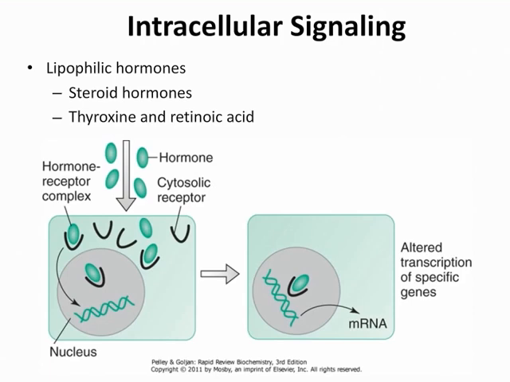So we've been talking about plasma membrane receptors. Now we're switching over to intracellular signaling. He doesn't talk too much about this, but he just wants to give you the chance to see the difference between them. Remember, intracellular signaling deals with your hydrophobic molecules. So they're going to be lipophilic hormones, steroid hormones, thyroxine, retinoic acid. That's all you really need to know.